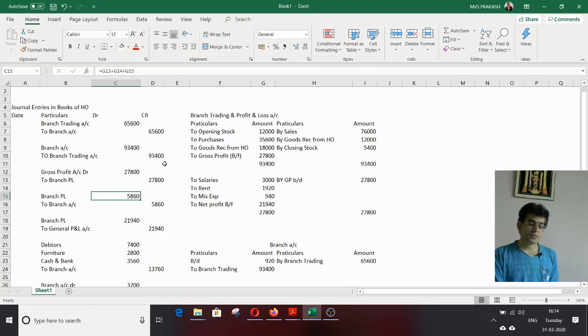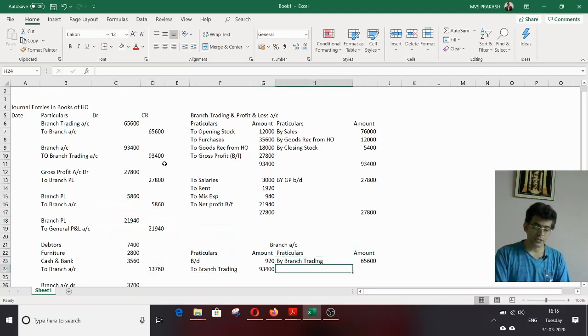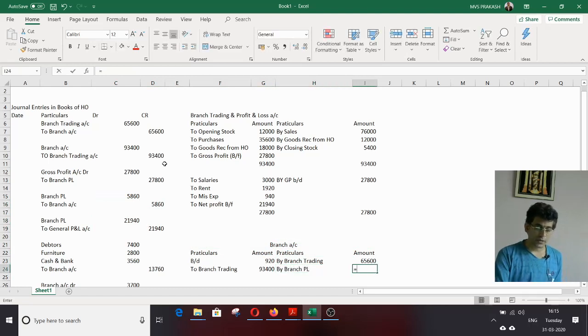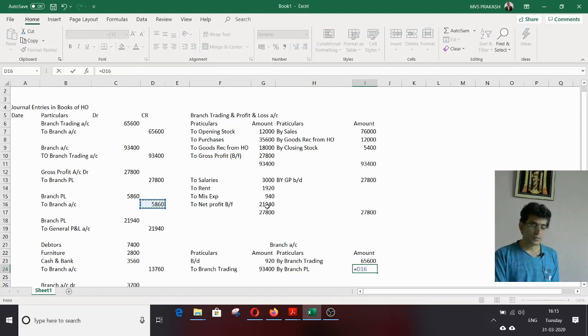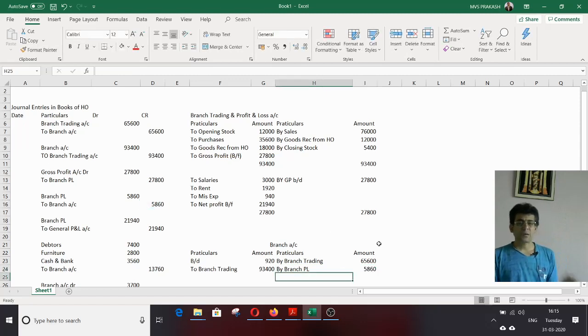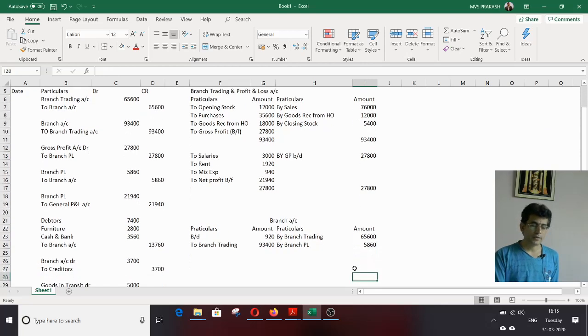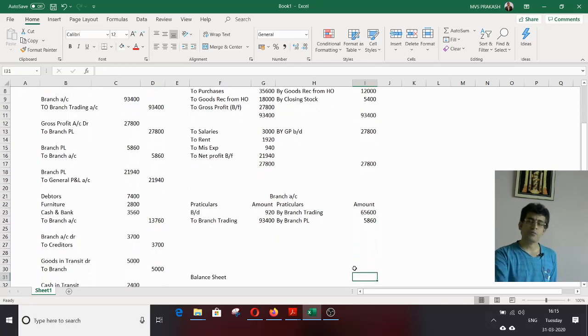Branch profit and loss account, whatever expenses you have, you are debiting to branch profit and loss account to branch account. So ultimately let us come to the branch account here by branch profit and loss account amounting to the total expenses 5,860. Now indirectly, I had considered the income, my direct expenses, and my indirect expenses. So ultimately the difference in this account is what is called our net profit. Now I need not transfer the net profit because the difference is already there in the branch account.